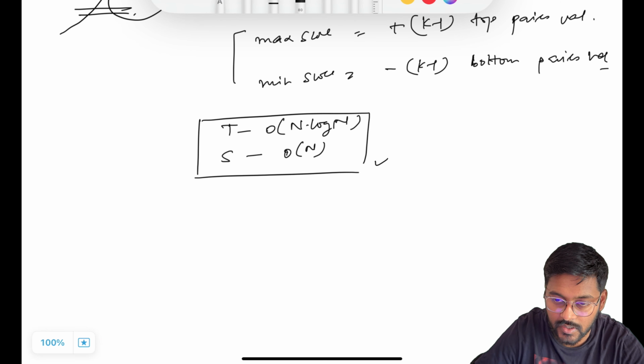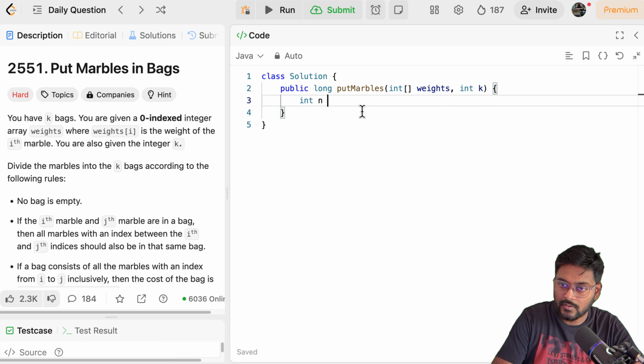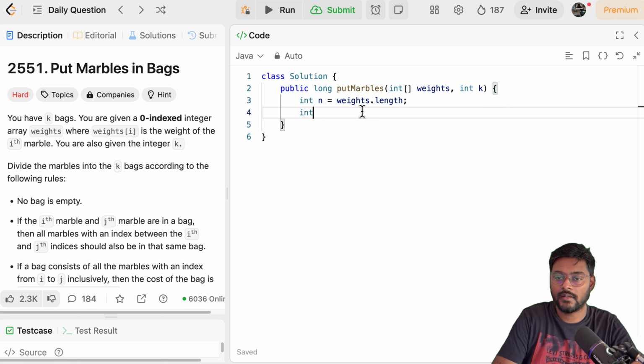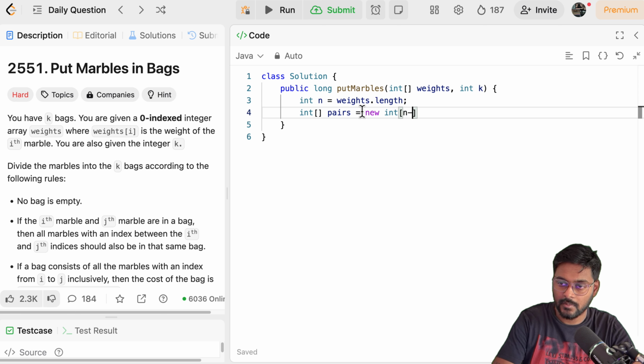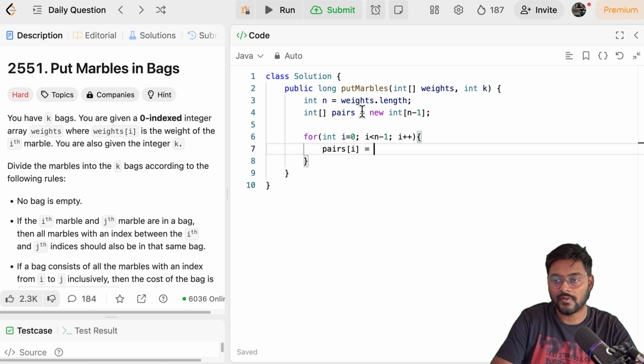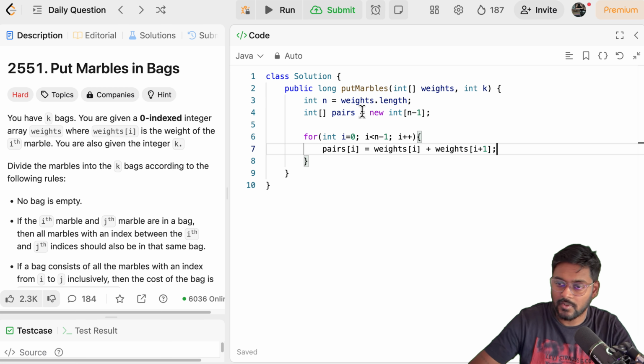Now let's do the coding so that you will get more understanding of how I'm writing the code. Firstly, let's capture the length of weights, weights dot length, as n, and here I need to prepare an array called pairs, new int of n minus 1 pairs, and let's fill those pairs: i less than n minus 1, i plus plus. pairs of i is equal to weights of i plus weights of i plus 1. It is i plus 1 because I'm going till i less than n minus 1.